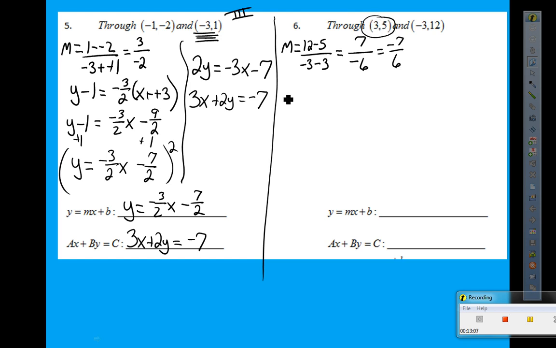Looks easier. So I've got y minus 5 equal negative 7/6 x minus 3. Let's distribute. So I've got y minus 5 equal negative 7/6 x plus, because a negative and a negative make a positive, and then 7/6 times 3 is going to be 21/6, but 3 goes into both of them if you wanted to go that route. So it looks like 7/2.